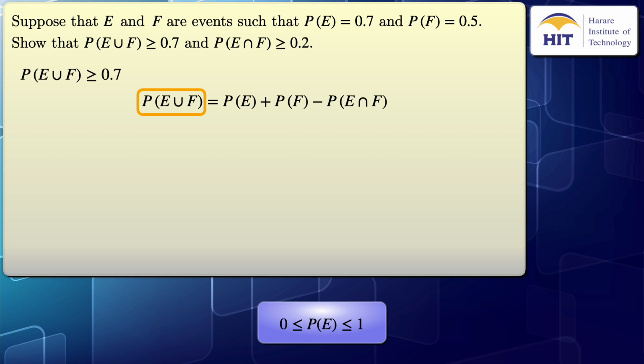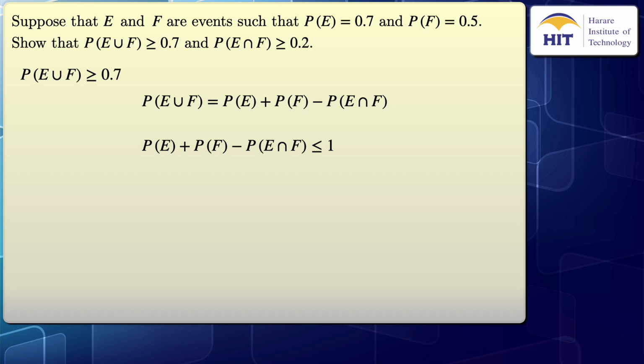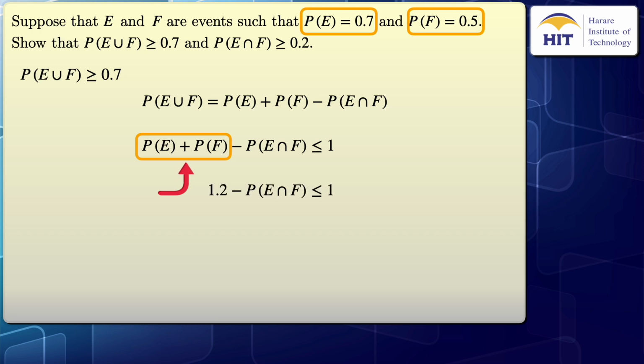So if it is less than or equal to 1, that means this part here, which is on the right, is less than or equal to 1. So we'd have the probability of E plus the probability of F minus the probability of E intersection F is less than or equal to 1. Now moving on to the next step, the probability of E that we are given is 0.7. The probability of F we are given as 0.5. Substitute them here and we would have 0.7 plus 0.5, which gives us 1.2. So for this part, we are now writing it as 1.2. We would have 1.2 minus the probability of E intersection F is less than or equal to 1.